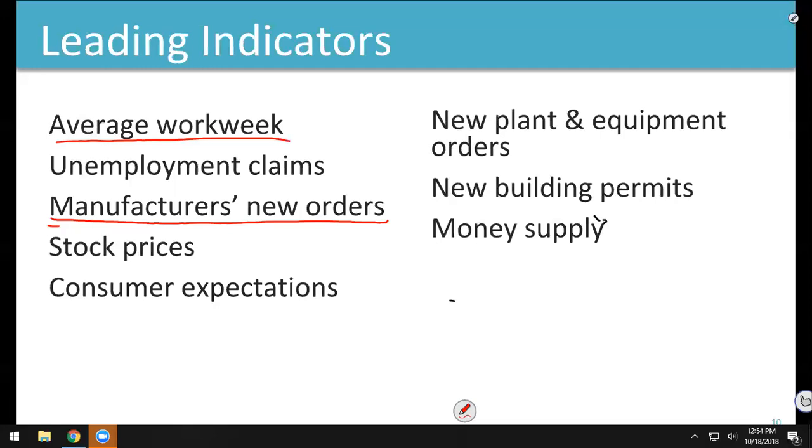Unemployment claims will go down. Fewer people are out of work because businesses are starting to hire because they think they're going to be selling more in the future. They think they need more work getting done. Stock prices are going to start going up because people are starting to think the economy is going to get better. Companies are going to be selling more, making more money, being healthier. Consumer expectations: we start feeling better. We're less paranoid about losing our jobs. New plant and equipment orders, that's the same thing. New building permits, buildings that haven't been built yet. These are things that happen beforehand.